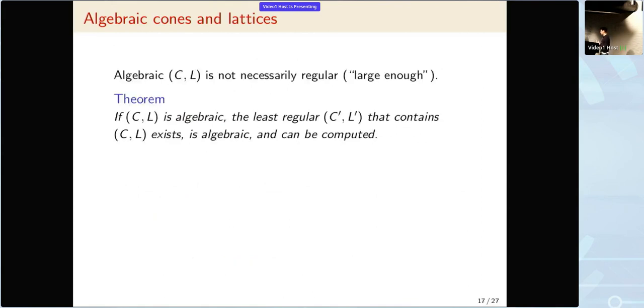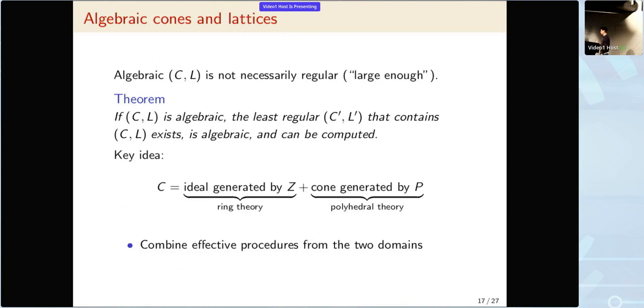So now we have finite representations, but they may not actually represent models yet because they may not be regular, they may not be large enough. So here's a theorem to the rescue. If CL is algebraic, the least regular C prime L prime that contains CL exists, is algebraic, and can be computed. This is what we call the regular closure of CL.